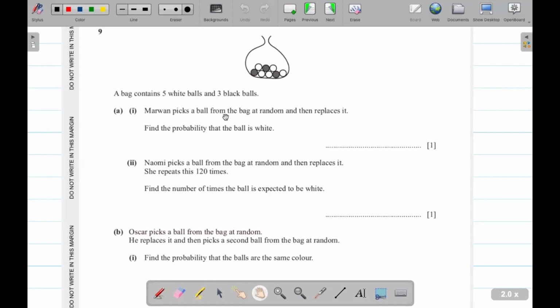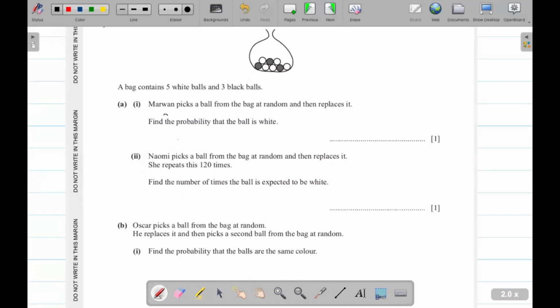Marwan picks a ball from the bag at random and then replaces it. Find the probability that the ball is white. Now the probability of a white ball will be equal to the total number of white balls out of total balls. Here the white balls are 5 and the total number of balls, 5 plus 3, is 8. Therefore the probability will be 5 over 8.